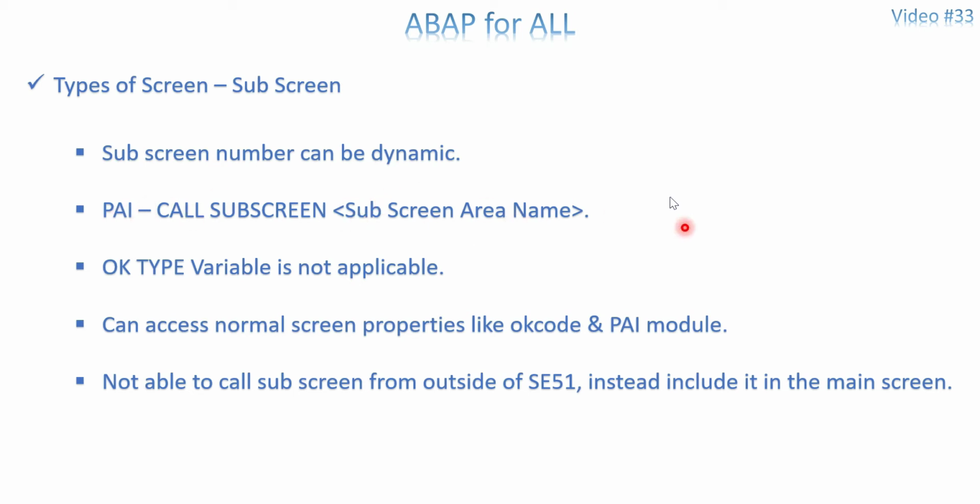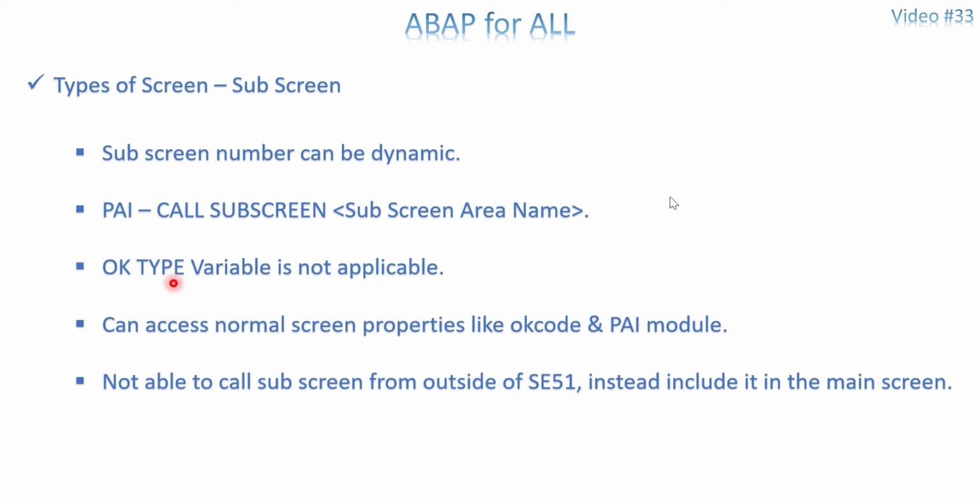If you're not mentioning it, it won't give any syntax error. OK type variable is not applicable for subscreen. Every screen has an OK type variable. OK type variable is nothing but carrying the function code from SE51 to SE38. That OK type variable is disabled if you choose the option called subscreen while creating your screen.